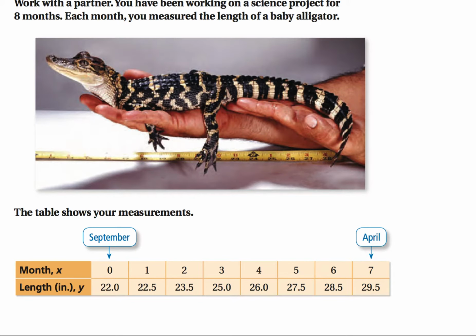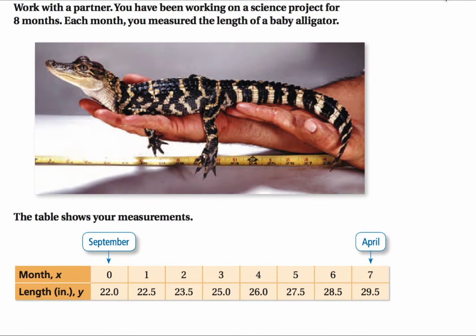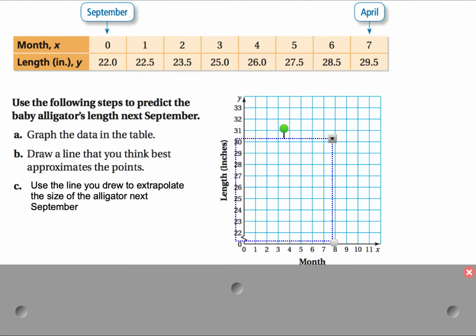On the first one, let's say you've been working on a science project for 8 months. Each month you measured the length of the baby alligator. And the data's here. We're going to graph it. Use the following steps to predict. Now, what is up with this? Oh, I've got my data with a box around it. There, it went away. Okay, we're going to graph the data in a table.